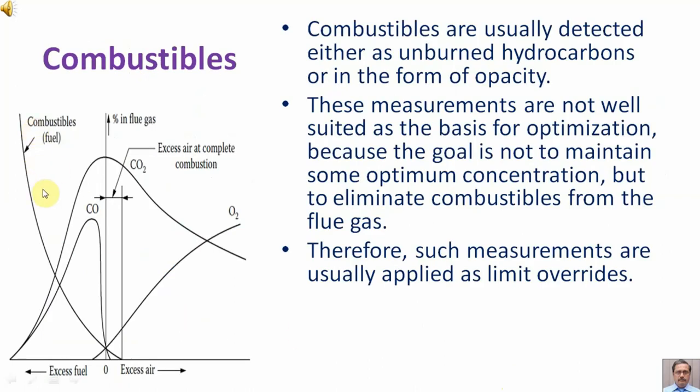Combustibles are usually detected either as unburned hydrocarbons or in the form of opacity. These measurements are not well suited as the basis for optimization because the goal is not to maintain some optimum concentration but to eliminate combustibles from the flue gas. Therefore, such measurements are usually applied as limit overrides.